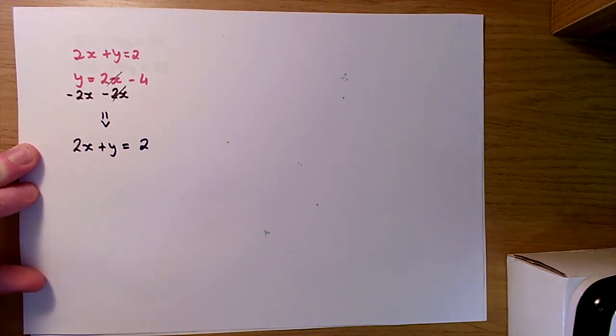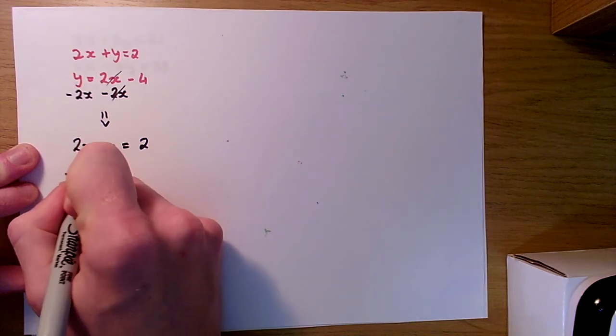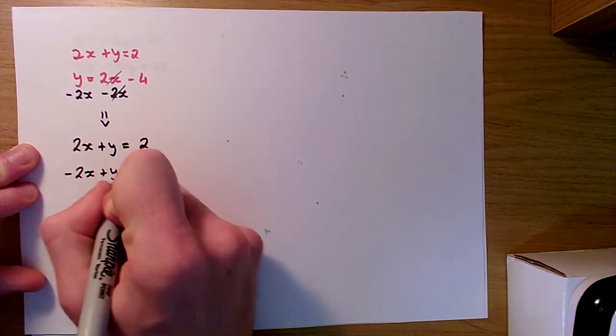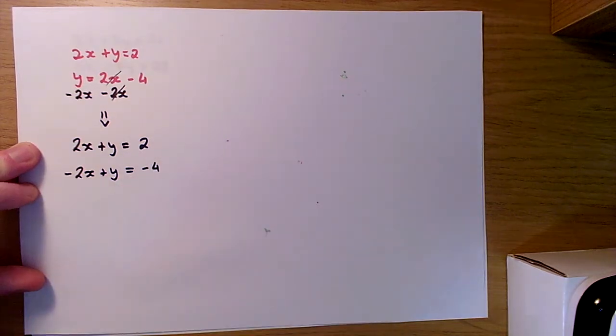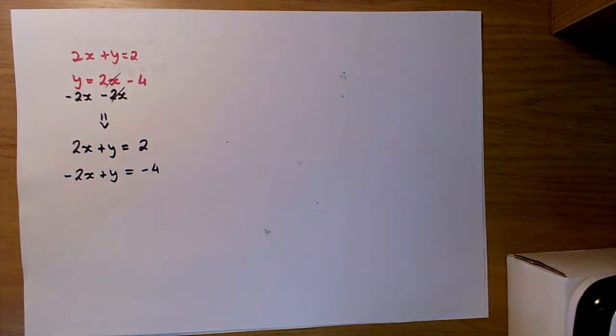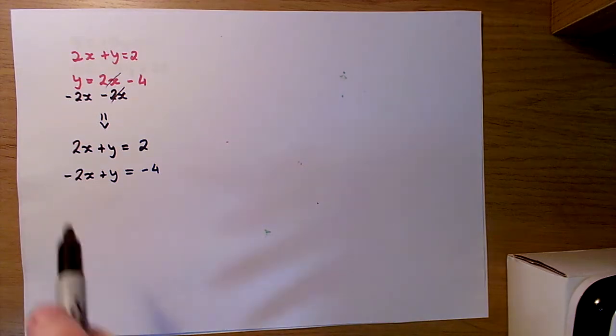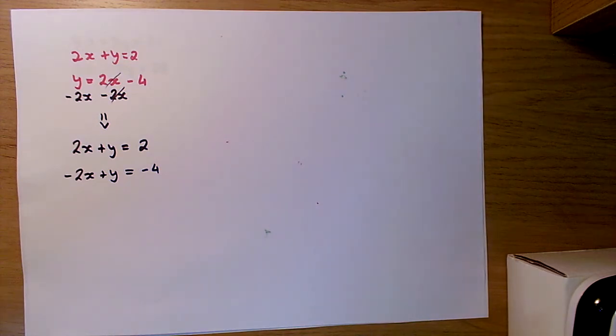Those two will cancel because I have a positive 2x and a negative 2x, and what that leaves me with is minus 2x plus y is equal to minus 4. Okay, so now they look far more similar. We can see that we have our 2x over our minus 2x, and we have our y over our y, and then we just have our constants on the right hand side of the equal sign. This one has actually worked out quite well for us. It's a pretty basic example.